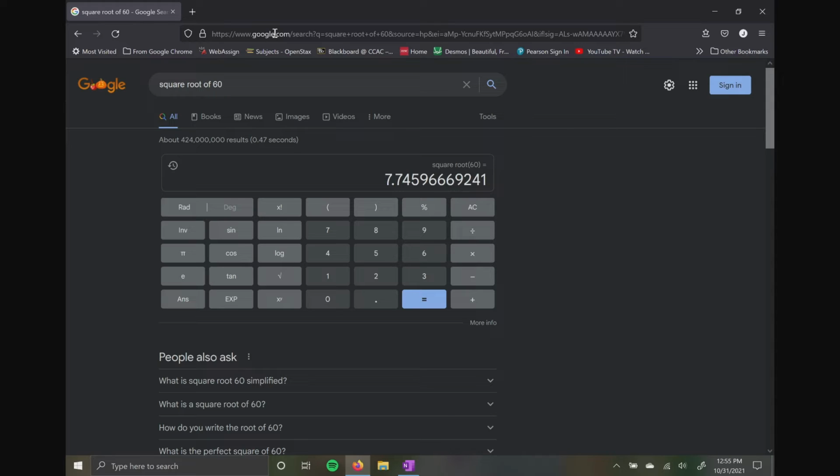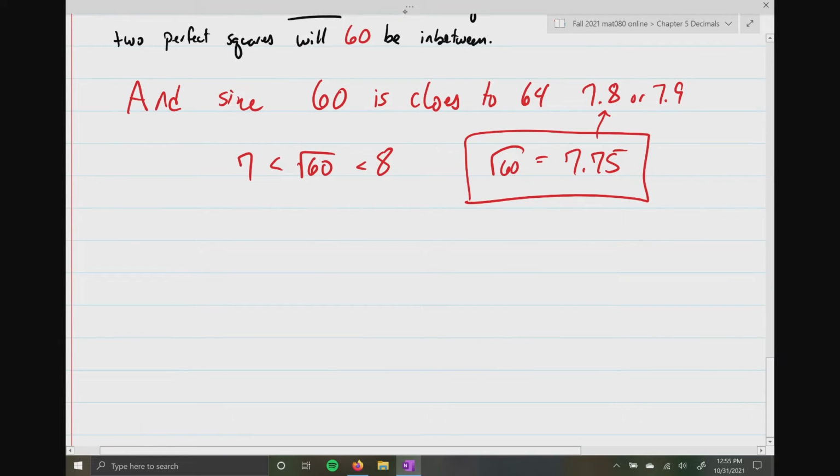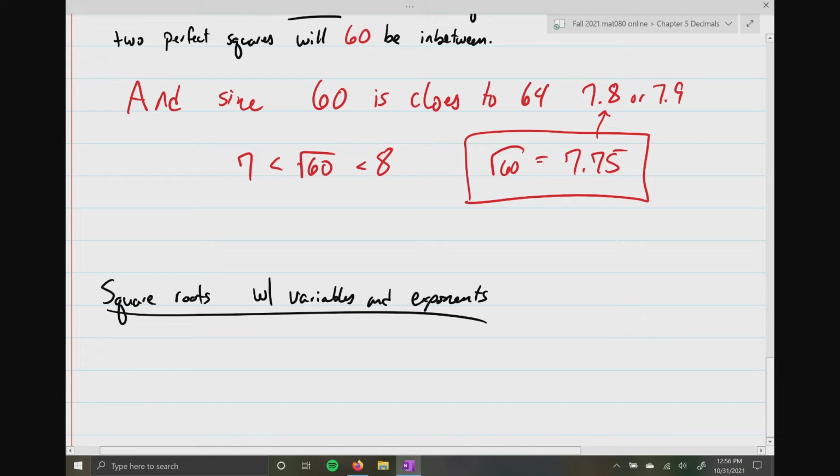Now, the last thing that I want to go over, I guess I got to get rid of this. There we go. Would be square roots and exponents. Okay? So this is going to be our last thing. So square roots with variables and exponents.